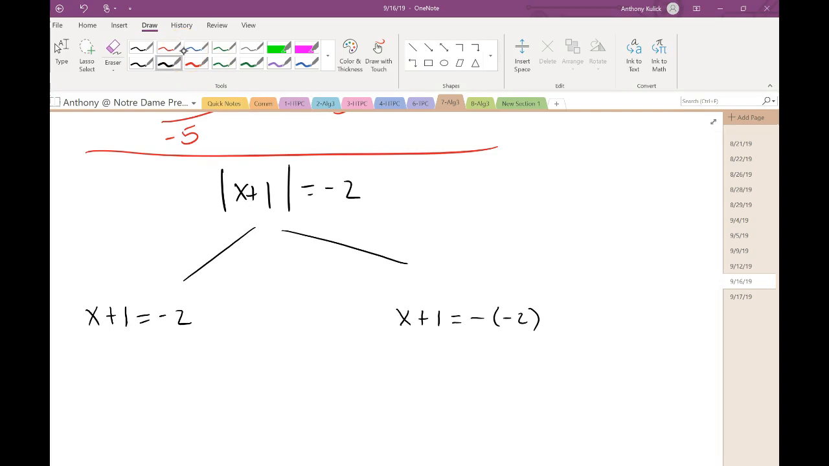I'll write it as negative of negative, so in the notes you can see that I'm still negating the other side. But if you just want to write that as 2, that's fine. There's no problem with doing that. Is everybody okay so far? So to solve this first equation, we'll subtract 1 from both sides, get negative 3, and subtract 1 from both sides to get positive 1.